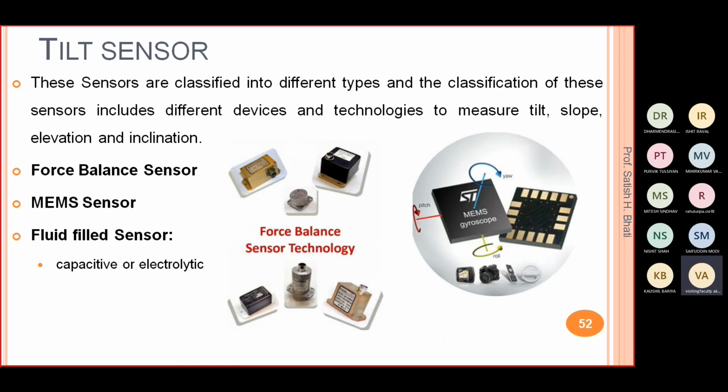Then tilt sensors are classified into different types, and the classification includes different devices and technologies to measure tilt, slope, elevation, inclination, right? Some of the types of tilt sensor are listed, like the force balance sensor, and I also placed a picture of that kind of tilt sensor. Then some are of the MEMS type of sensor, in which it will look like a chip. It's kind of a chip.